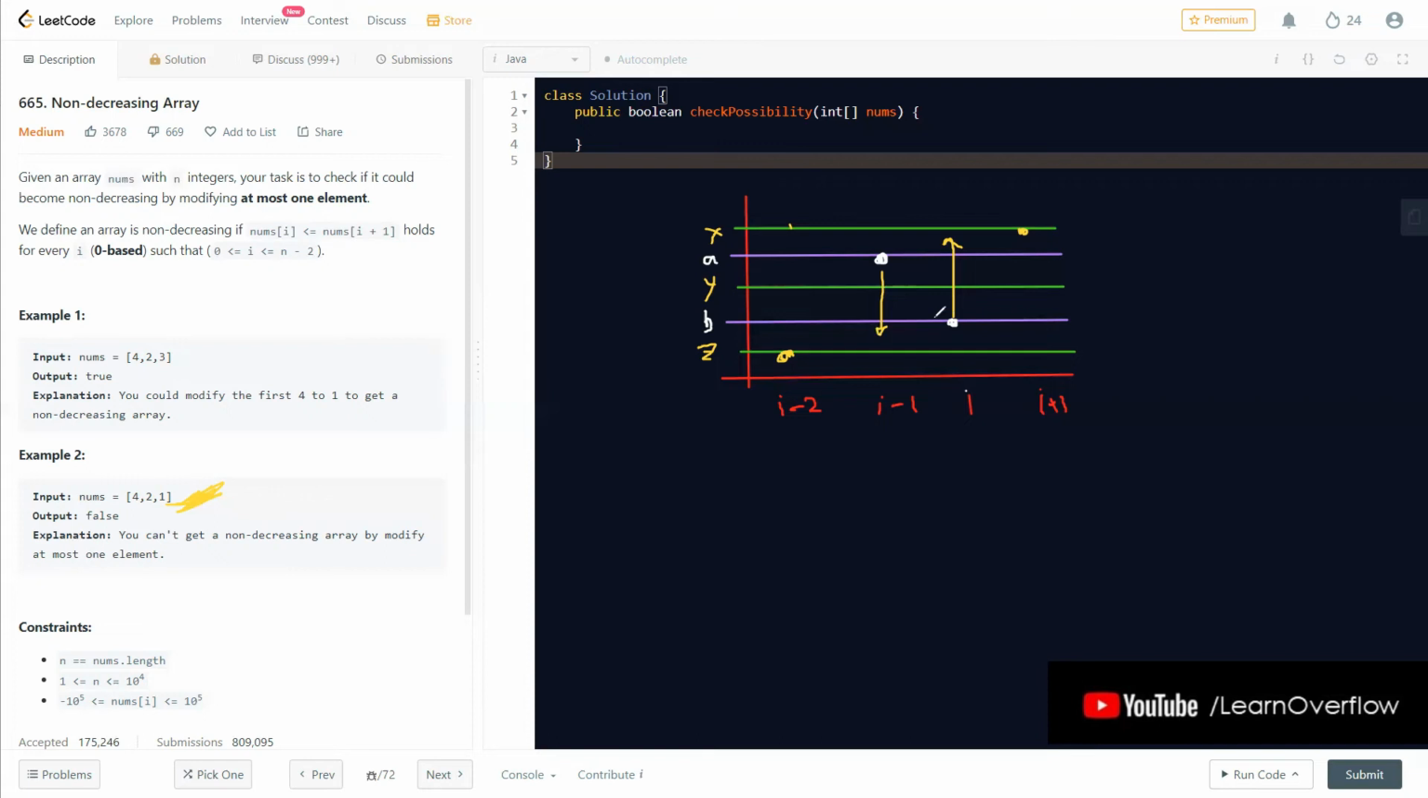like one decreasing. But look here, it is actually increasing in the long run. It's actually increasing in the long run. So which one you need to change over here is something you need to look for, right? There can be another condition.